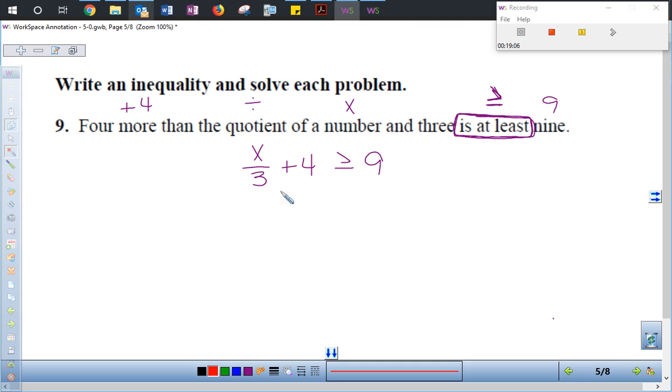Now all we have to do is solve. So I can subtract 4 from each side, and I'm left with x over 3 is greater than or equal to 5. I can multiply each side by 3, and I'm going to be left with x is greater than or equal to 15.